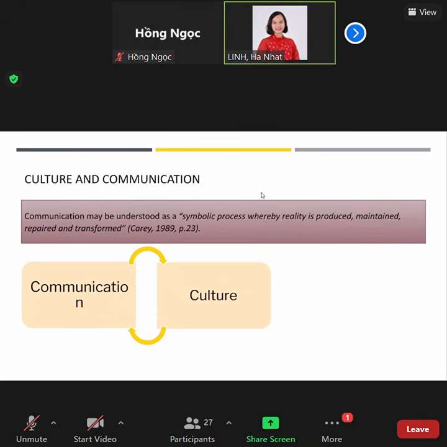So we exchange, and then we can say that while communicating we exchange the culture, right? Okay.